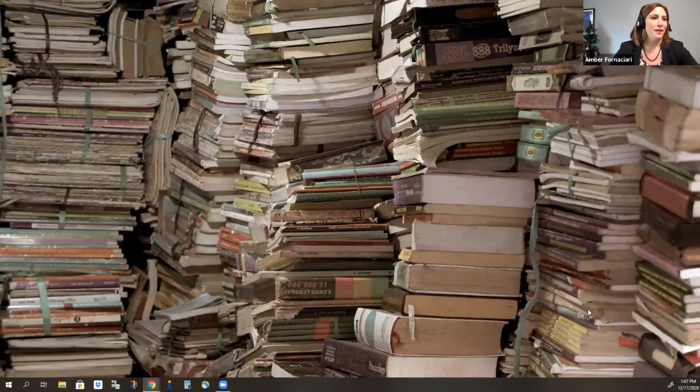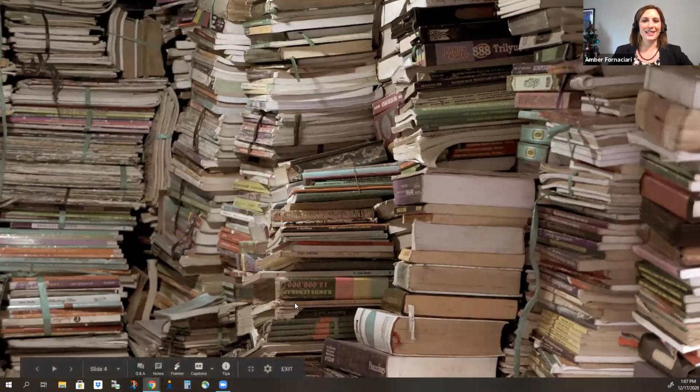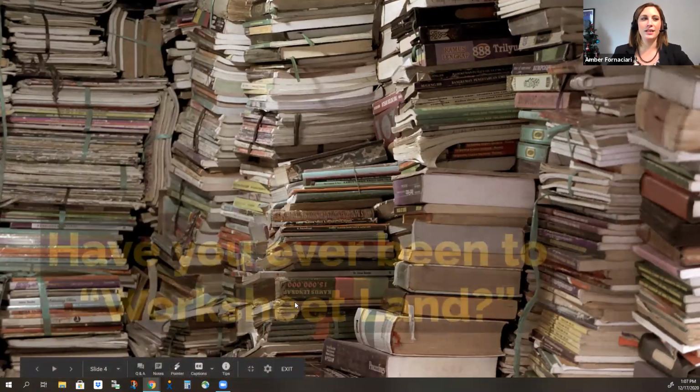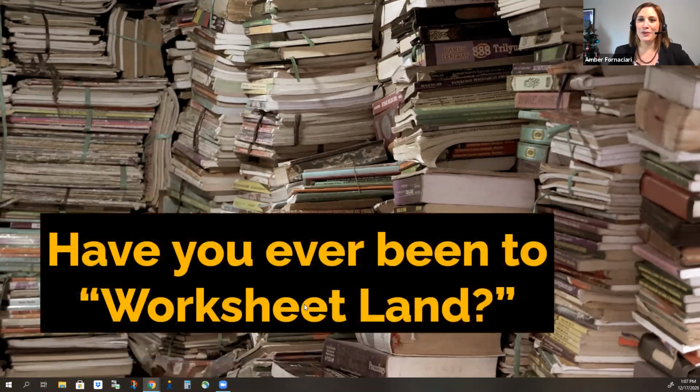This is, maybe my books didn't always look like this, but this is a place where I call Worksheet Land. And if you have ever taught math, we tend to get stuck in Worksheet Land. And so I think of it kind of as the place where I go when I'm not quite too sure what to do. I pull from Worksheet Land, right?